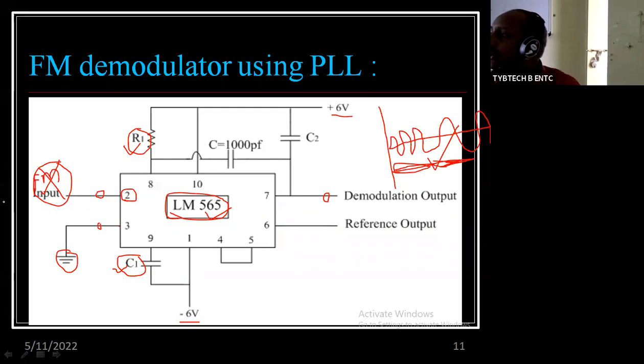And now, how is it going to be used as an FM demodulation? FM demodulation is nothing but two steps. First, you have to remove the carrier that you have added. And as it is FM, you are supposed to get at the output, that is at pin number 7, the original modulating signal.